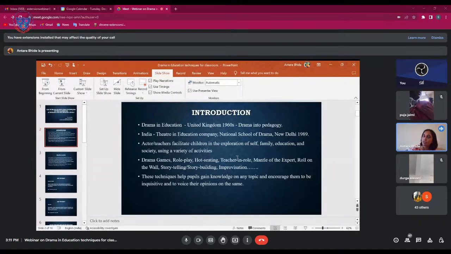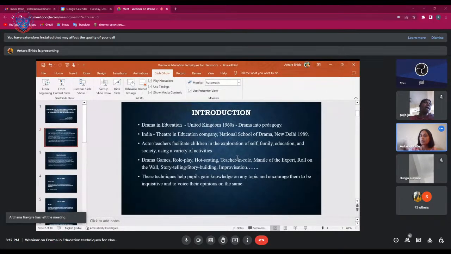Drama in education is an educational movement that incorporates drama into pedagogy. So it's basically using the elements, the tools, the techniques, the conventions of drama that theater artists use, or dramatists use, or mime artists use, or musicians use to actually teach scholastic subjects, or explore what is there in the syllabus, or introduce children to new topics and new issues in the society and stuff like that.